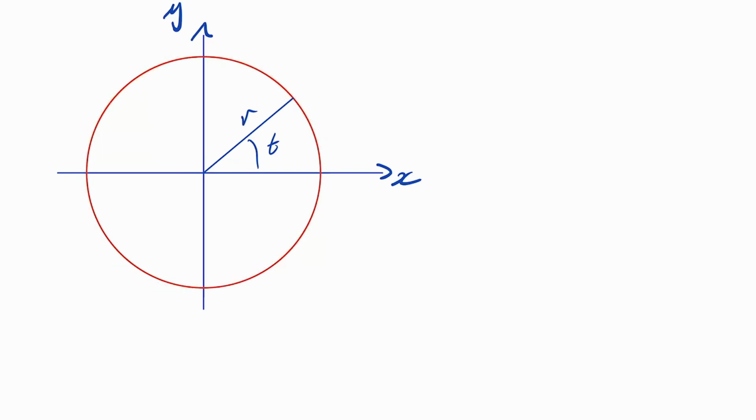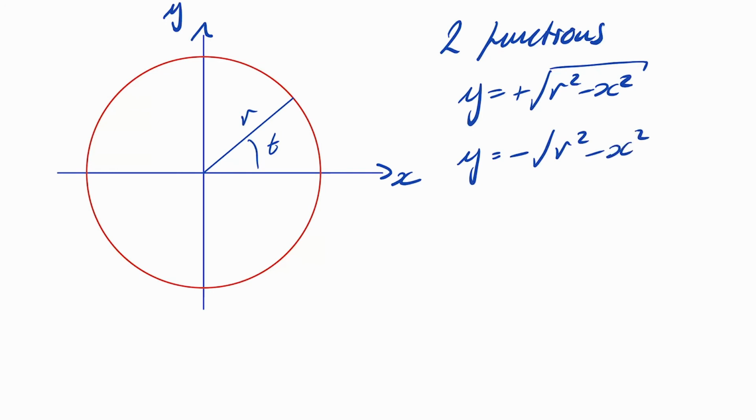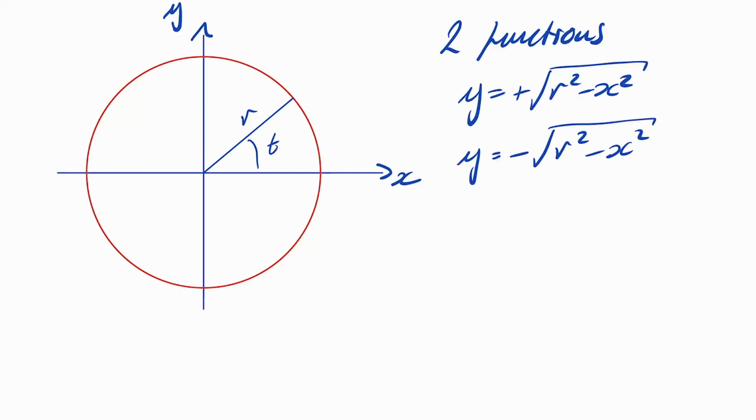Now, to write this as functions, I actually need to describe the top half of the circle and the bottom half of the circle as two separate functions. So as two functions, the top half is given by y is plus the square root of r squared minus x squared, and the bottom half is given by y is minus the square root of r squared minus x squared. So when we rearrange the equation of a circle, x squared plus y squared equals r squared, for y, when we take the square root, there are two possible signs, and those two possible signs correspond to the top half and bottom half of the circle.